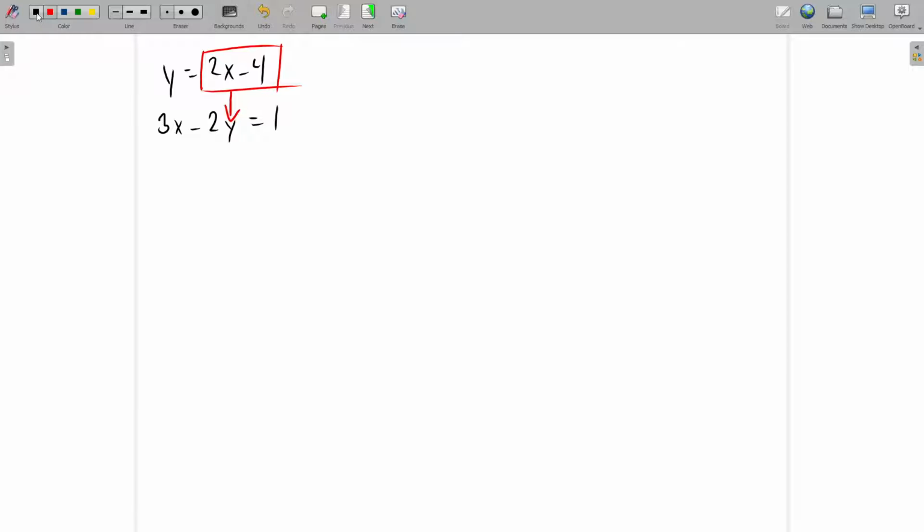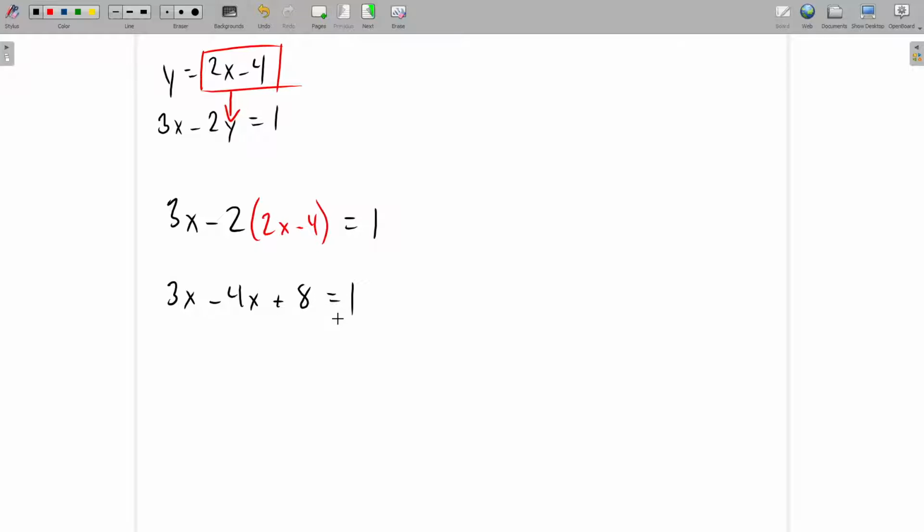So let's rewrite the other equation. 3x minus 2, not y, 2x minus 4, because the first equation tells me that y is equal to 2x minus 4. Now, very important, when you do this substitution, make sure you put it in parentheses. That's important because there's a negative 2 in front of it, and that negative 2 has to distribute to both terms. So negative 2 times 2x will give us negative 4x, and negative 2 times negative 4 will give us positive 8.